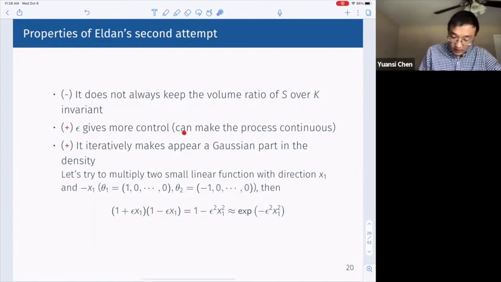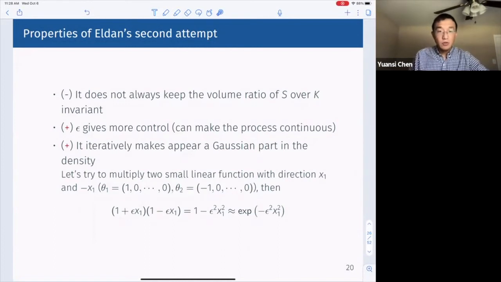And the good thing is that now you have this epsilon, like a smoother kind of transformation, and you can actually let the epsilon tend to 0 to get a continuous process of this transformation. And we may have more tools to deal with that. And then also another positive point is that iteratively, it might make some Gaussian part appear in your density.